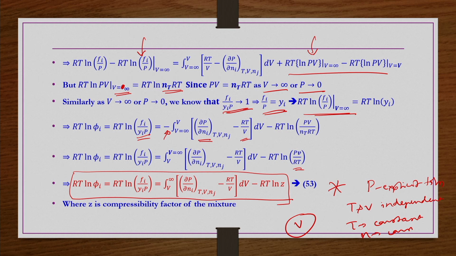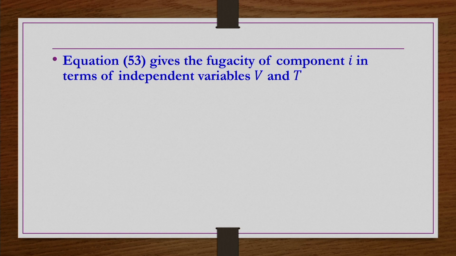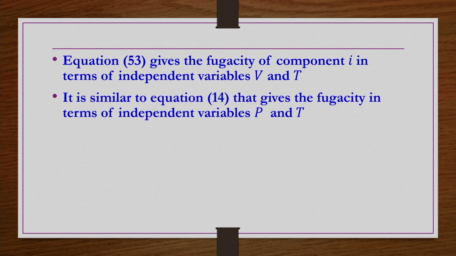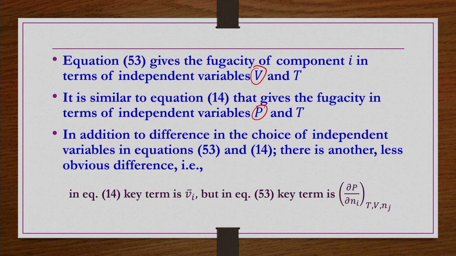Z is the compressibility factor of the mixture. So, equation 53 gives the fugacity of component i in terms of independent variables V and T, whereas equation 14 that we derived in the previous lecture gives the fugacity in terms of independent variables P and T. Here the effect of volume we can find out; in the previous one we can find the effect of pressure on the fugacity at constant temperature and composition, right. In the previous one we have Vi bar, here we have dou P by dou Ni. Vi bar is the partial molar volume, but dou P by dou Ni is not a partial pressure.